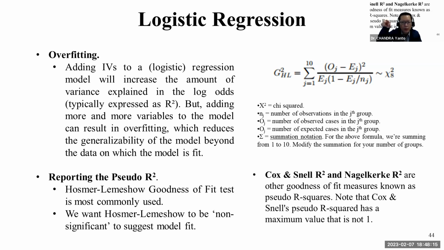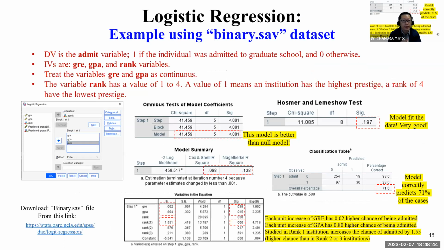And there's a formula to calculate the Hosmer-Lemeshow goodness of fit, or chi square. And another important output in logistic regression is the Cox and Snell R square and Nagelkerke R square. So these are the measures of fit. It's kind of like an R square in bivariate and multiple regression, but the interpretation is slightly different.